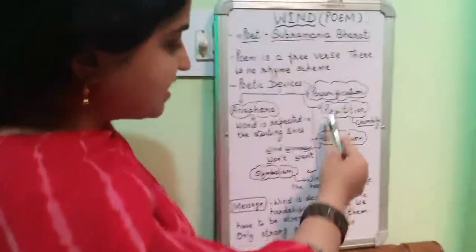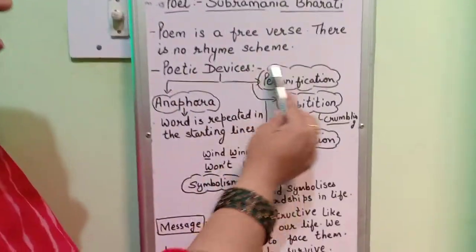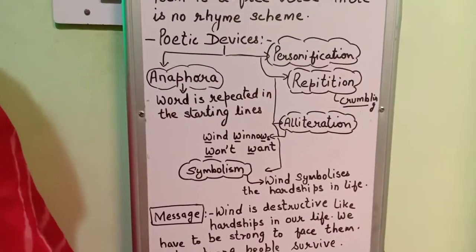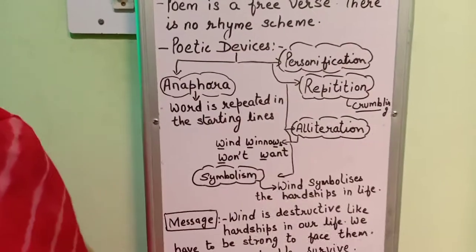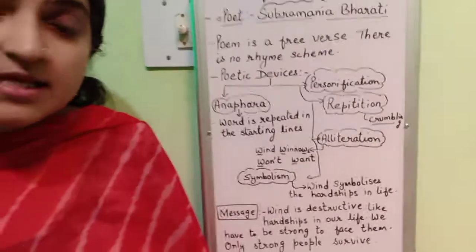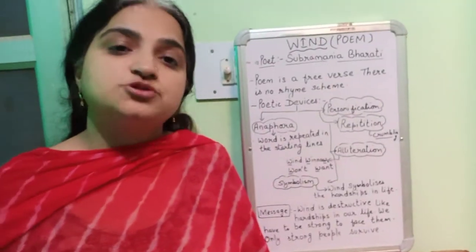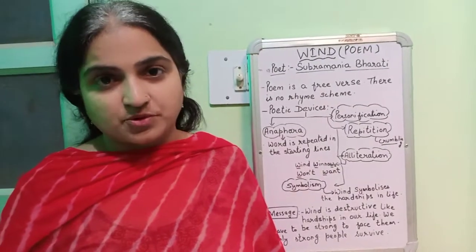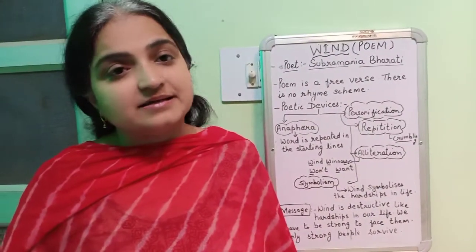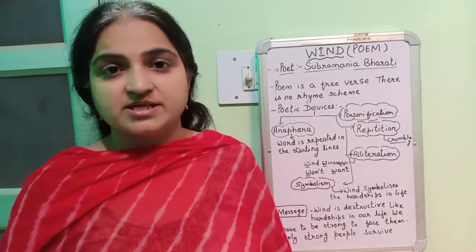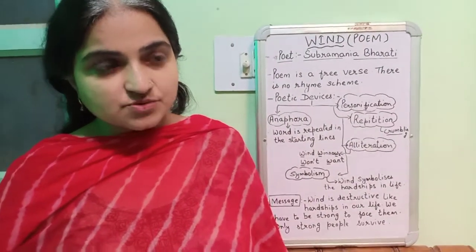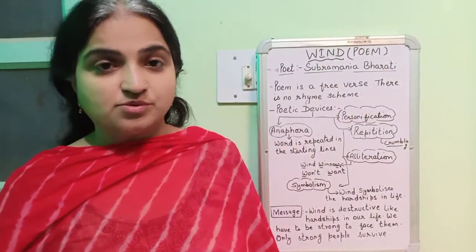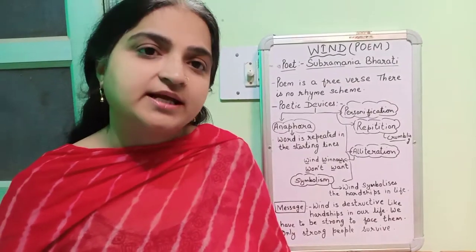Now these are the poetic devices or the literary devices used by the poet. Now, what is a literary device? Literary devices are those tools which are used by the poet to enhance his poetry, to underline his message through his poetry. Means you see that they are those tools which are used to decorate the poetic piece.